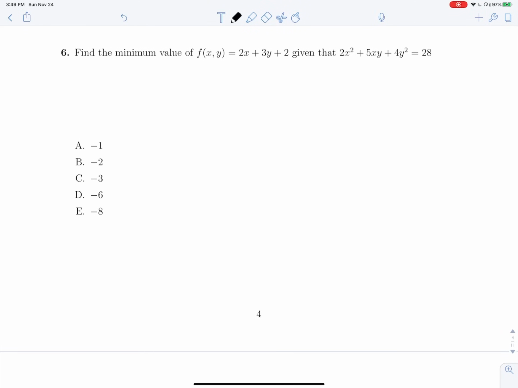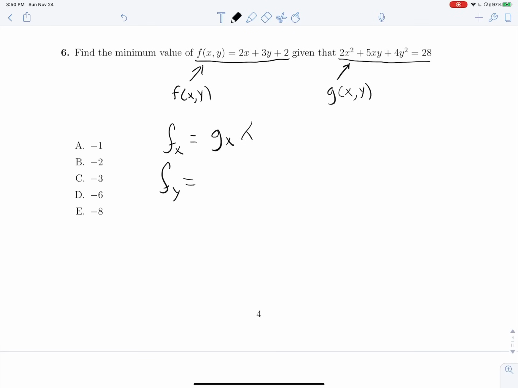Okay, here we have a Lagrange multiplier question. We are given the function that we're trying to find the minimum of, and then we're given some constraint here. And they're already calling this f of x, but we know that we can call this constraint over here g of xy. This is f of xy. And we know that fx is equal to gx lambda, whereas fy is equal to gy lambda, where lambda is just some constant that makes these two gradients parallel, at least so I'm told.